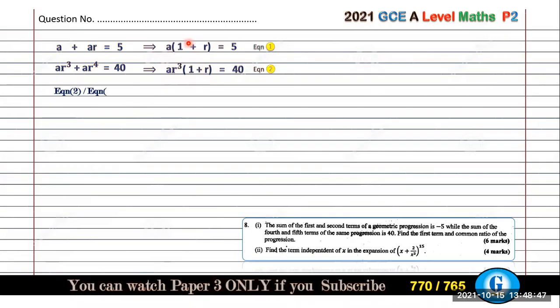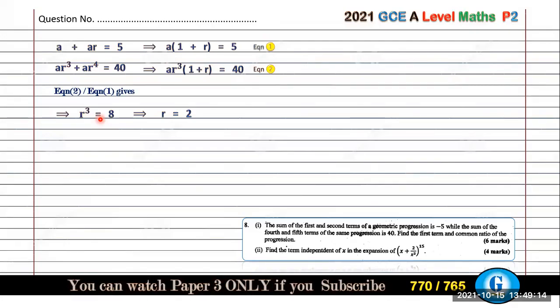So we now say equation 2 divided by equation 1 will give us 40 divided by minus 5, which is minus 8. The 1 plus r will cancel out 1 plus r, a will cancel out with a, and we will be left with r to the power 3. And so therefore our r is equal to minus 2, as easy as ABC. All the other methods will only give you stress. Avoid them. Use this short straight method, okay?